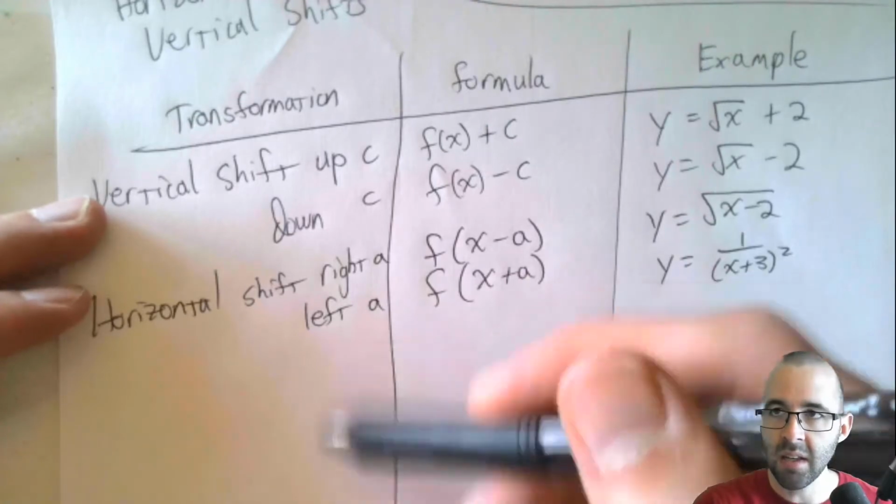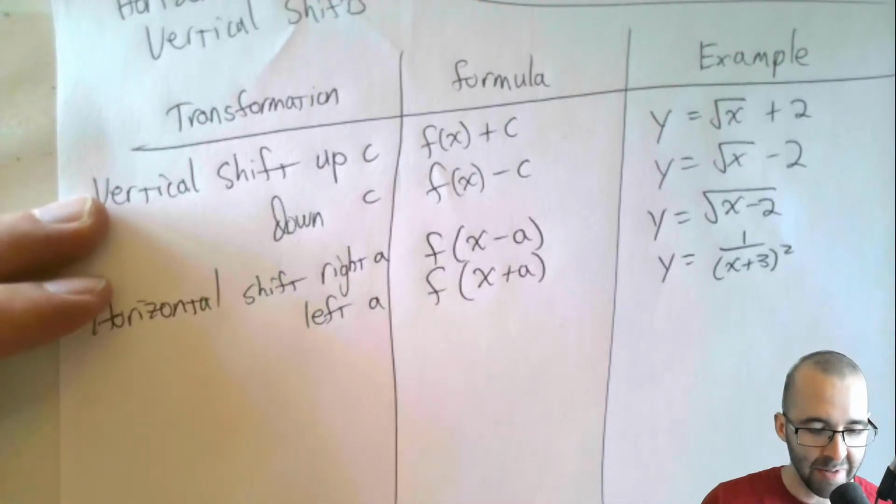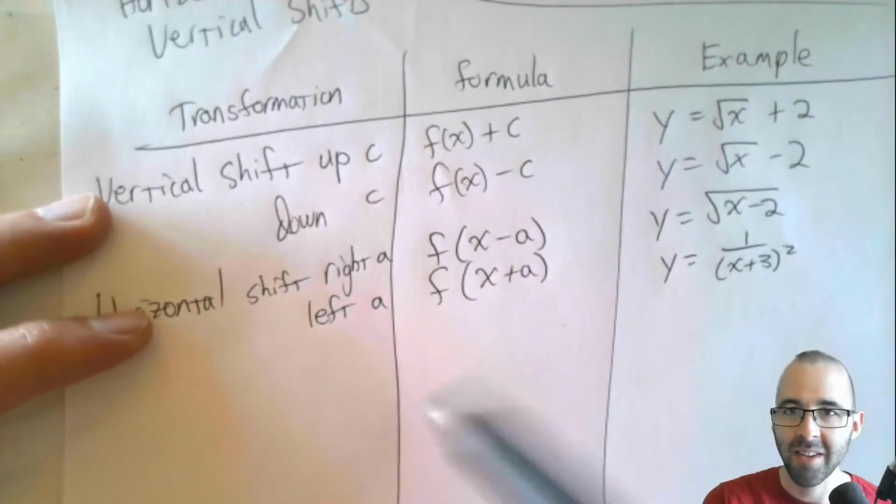Leave the other rows blank. I hope I give myself enough room in here. Leave the other rows blank and we'll come back to them later in the future videos. Okay, so let's do some examples.